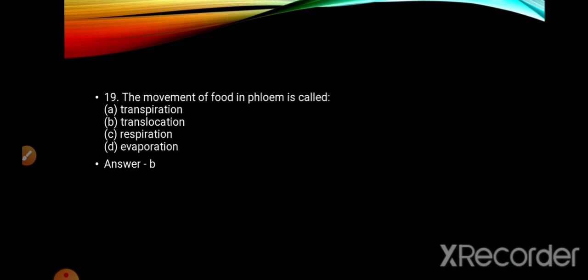Next is, the movement of food in phloem is called. The movement of food in phloem is called translocation. The term translocation is defined as the movement of the food in the phloem from the top to the bottom. It is called translocation. Okay.